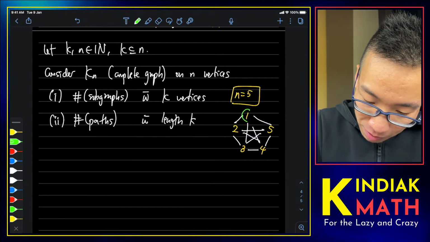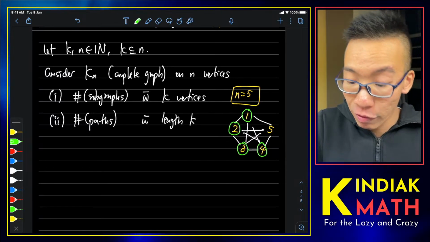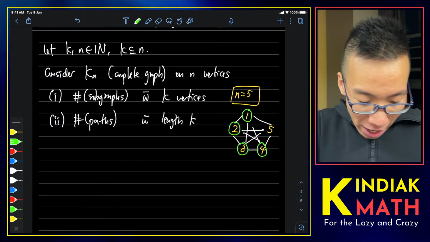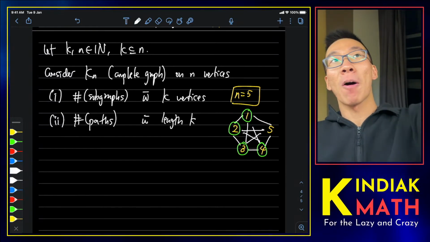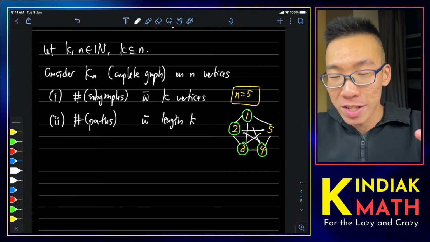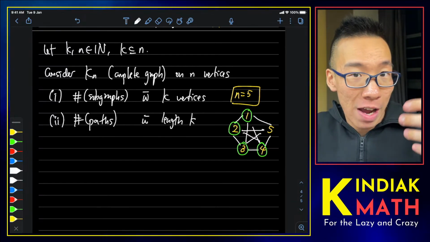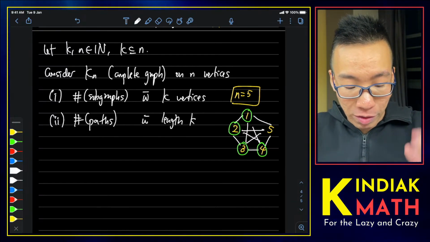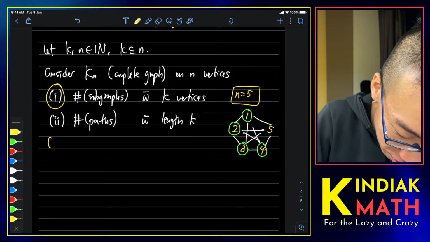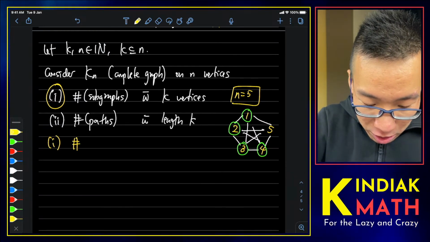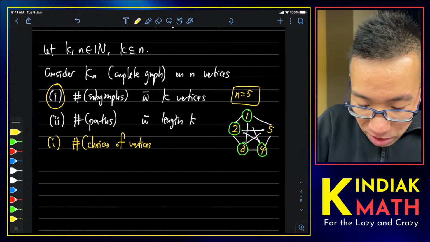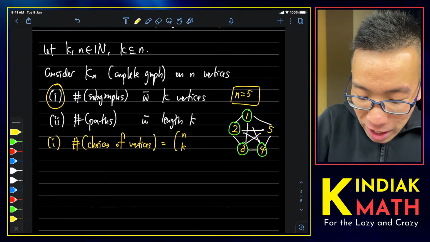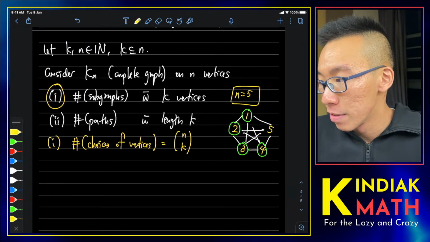So let's just say I'm using a size 4 graph. Well, for a graph with 4 vertices, there are actually 5 choose 4 ways to choose the vertices. So the number of possible choices of vertices is n choose k. We can choose any k vertices if we wish.